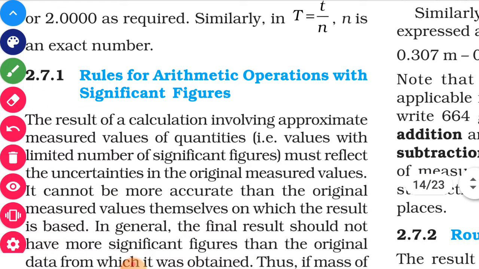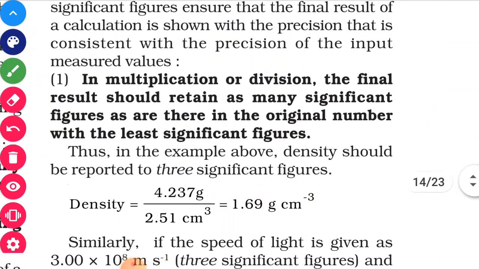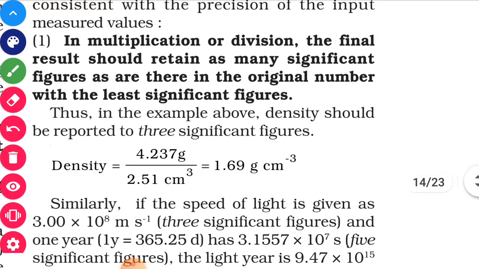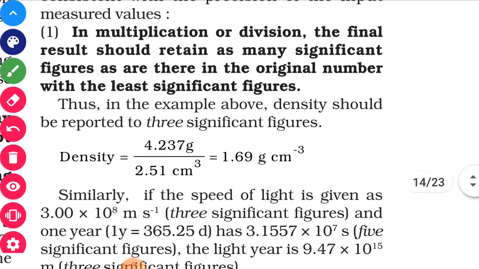Now rules for arithmetic operations with significant figures. Okay, now see, first rule, you just remember the rules how to find out the result in a significant figure and report it, how that result is to be reported. Now see, in multiplication or division, the final result should retain as many significant figures as are there in the original number with the least significant figure.